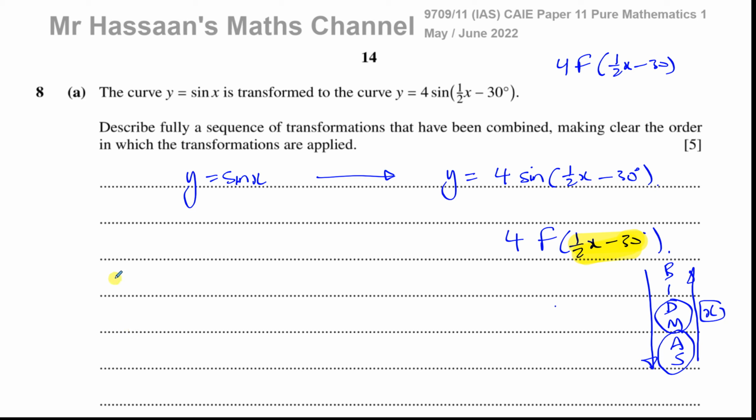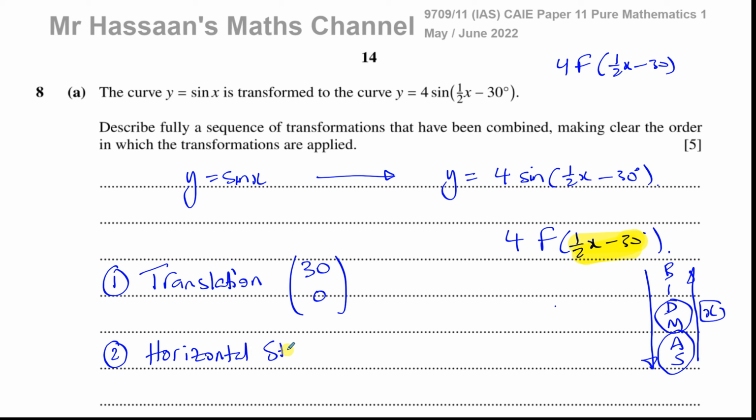So what we'll do is we'll say, okay, the first thing that takes place is a translation of positive 30, 0. Okay, positive 30 and 0. And secondly, we'll deal with this half. Now, when you multiply by a half, it's a horizontal stretch. We can say a stretch in the x direction, a horizontal stretch. That means in the x direction.